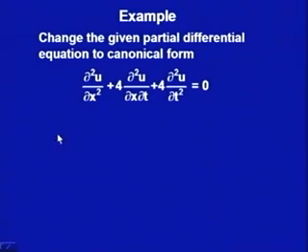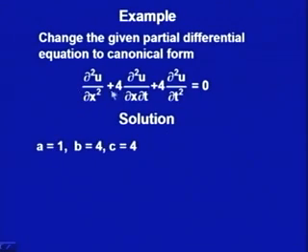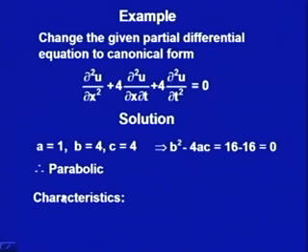So, let us first check what is the type of this equation. We have a = 1, b = 4 and c = 4. So, b² − 4ac would be 16 − 16, that is 0. So, this is a parabolic equation. Parabolic equation means that my characteristic would be given by b/2a, b is 4, a is 1. So, b/2a, that is 4/2, that is 2.